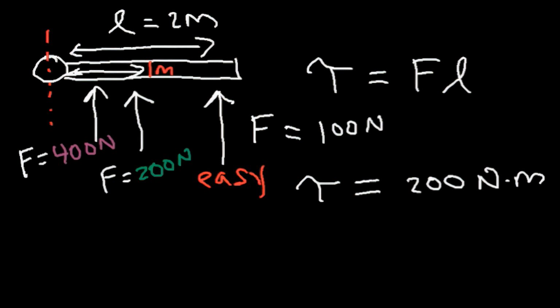So as you can see, it's very easy to push the door at the edge because the lever arm is greater, and so the torque is greater. But it's very difficult to push the door by the hinge because the lever arm is so much smaller, and so to get the same amount of torque, you have to exert a greater force to push the door at that location. So that is torque. It's the product of the force and the lever arm.